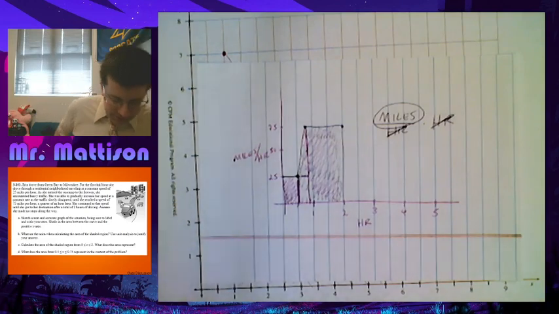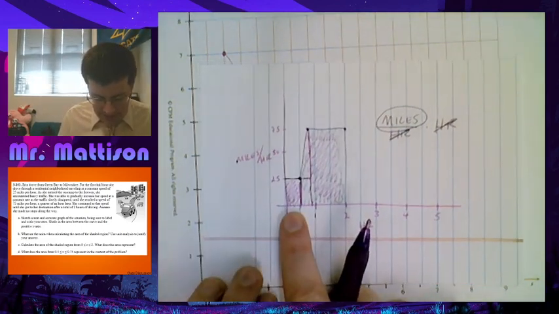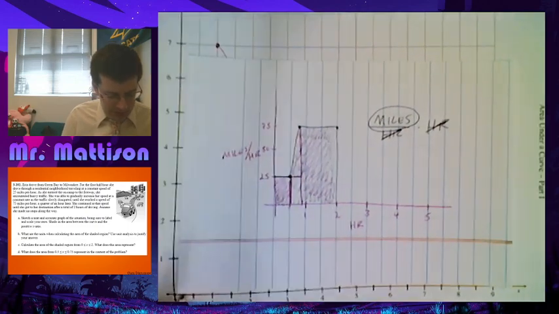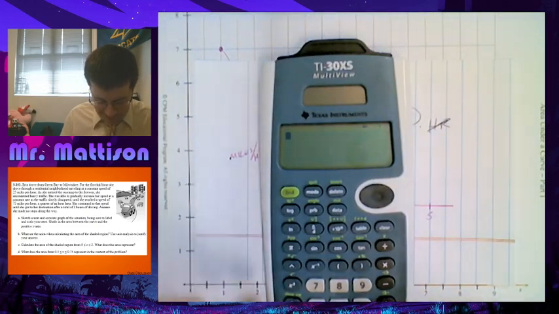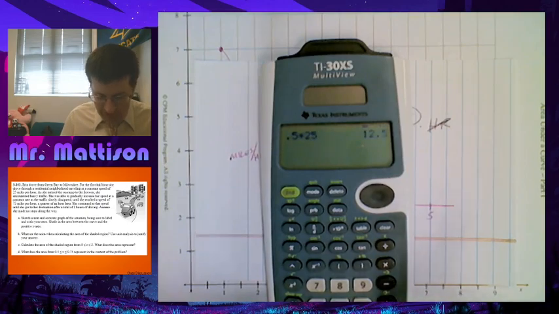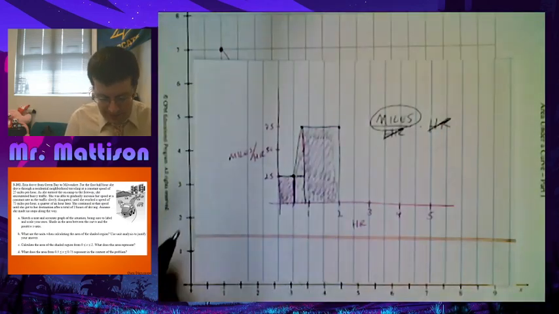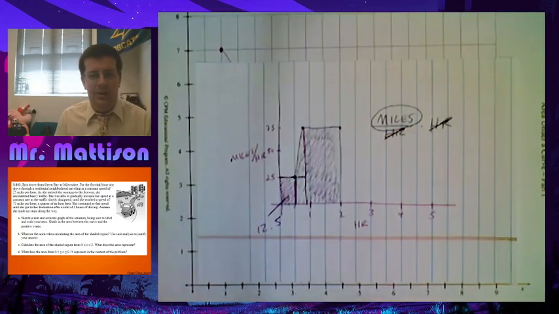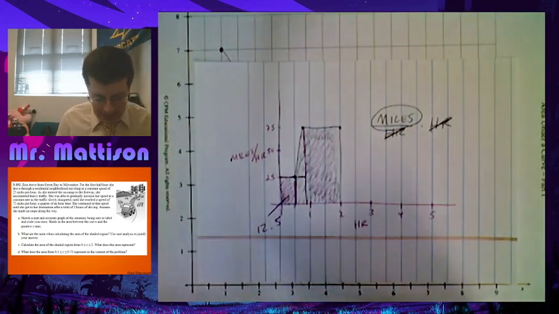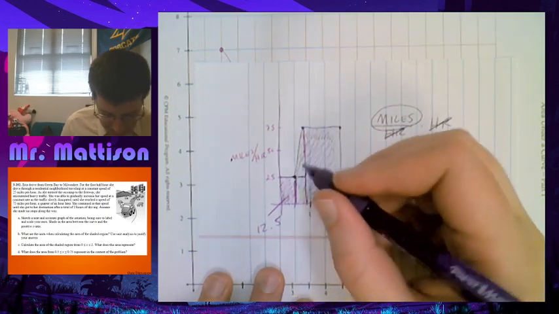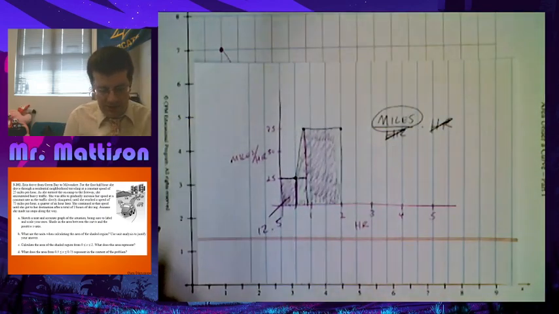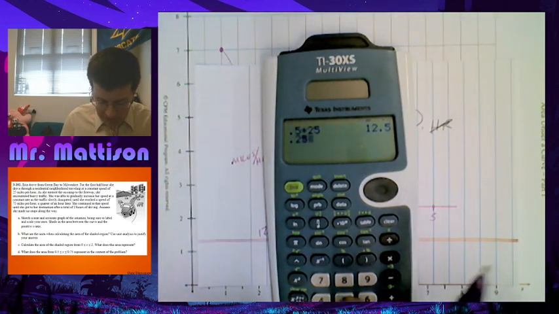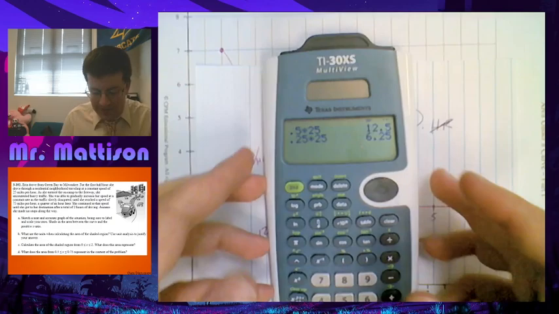So this is half an hour times 25 miles an hour. So 0.5 times 25 has an area of 12.5. So this is 12.5 miles. And then this little area here, well, that's a quarter of an hour at 25 miles per hour. So 0.25 times 25, that's 6.25.